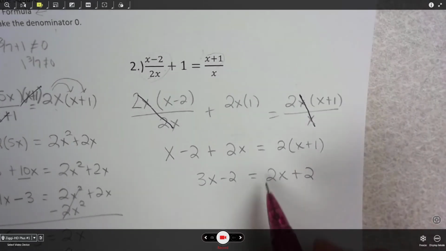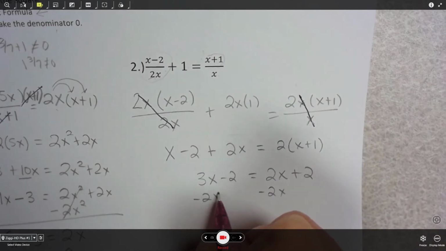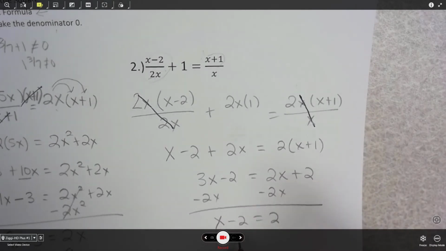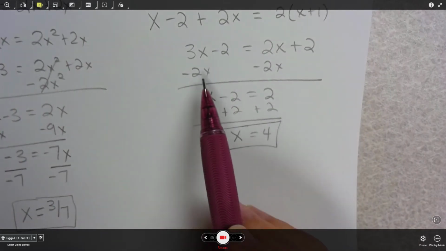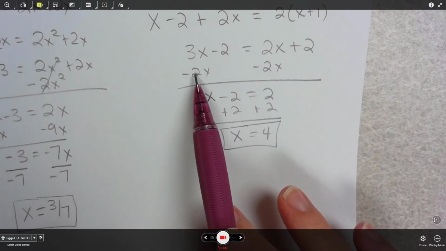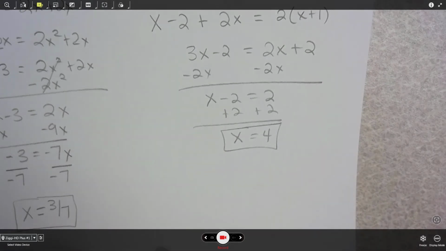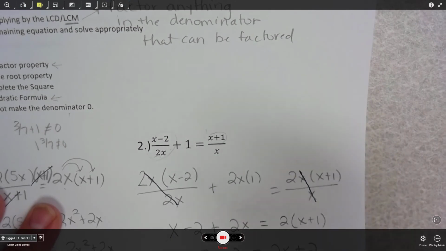Alright, so I'm going to get my variable terms on one side. Alright, that leaves me x minus 2 equals 2. I'm going to get my constants on a side. That leaves me x equals 4. Alright, so I subtracted the 2x, I added the 2, or you can think of it as you move the 2x over with the 3x, and you move the negative 2 over with the 2, whichever way you like to think about it. Alright, now that I have my solution, I want to verify that it does not make my denominator 0.